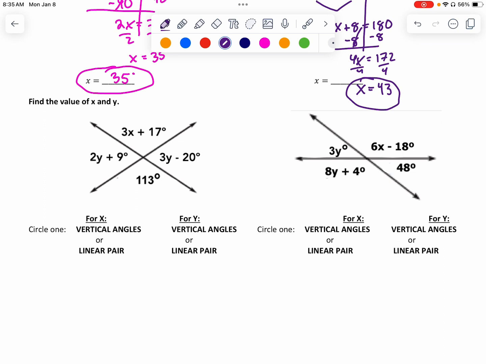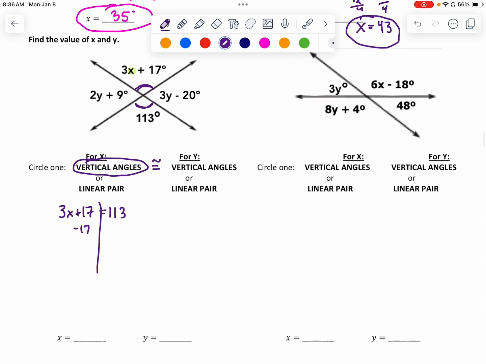So the first one, we're solving for x and y. So when I look for x, the only place I see an x is right here. So there's no other x's. So I always choose vertical angles if I can. So this angle is right across from this angle, and that works out perfectly because there's no y across from it. So I'm going to choose vertical angles for x, and I know those are going to be congruent. So I'm going to do 3x plus 17 equals 113, and then solve.